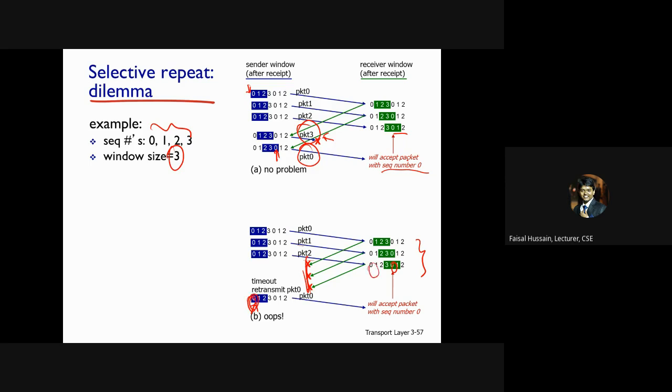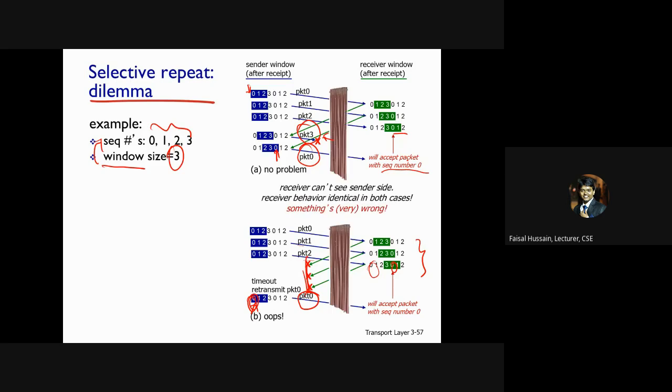So the receiver will get again a packet with sequence number 0, and it will assume that, okay, I get the new packet 0, but it is not the new packet 0, it is rather an old packet 0. So this is the problem between the window size and the sequence number, because the window size was assumed very large compared to the sequence number. Here the receiver cannot see the sender side or sender behavior. So something very wrong will go on at this time.